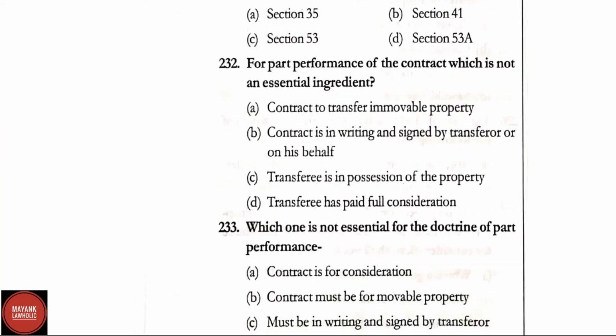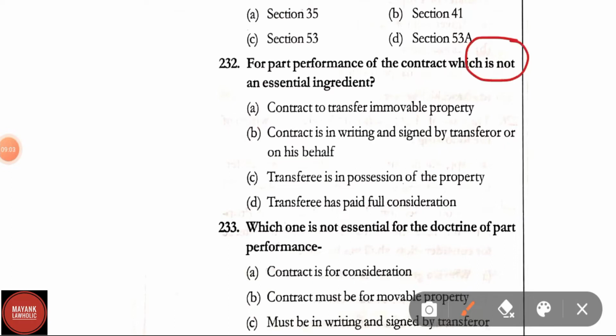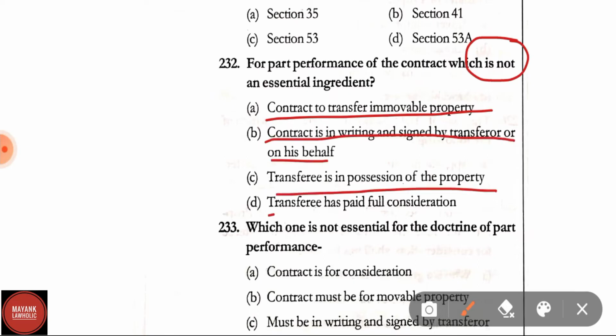Question number 232. For part performance of the contract, which is not an essential ingredient? Options are: contract to transfer immovable property, contract is in writing and signed by the transferor on his behalf, transferee is in possession of the property, transferee has paid full consideration.